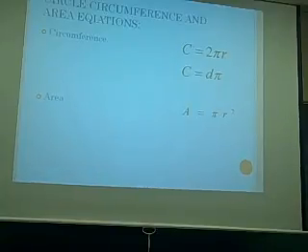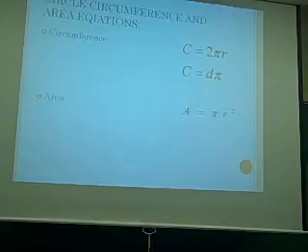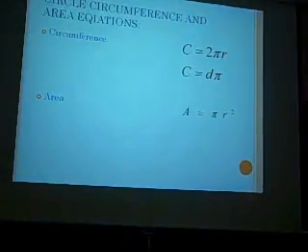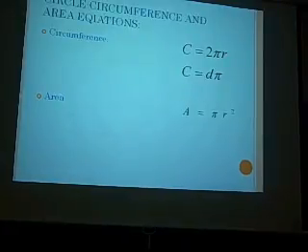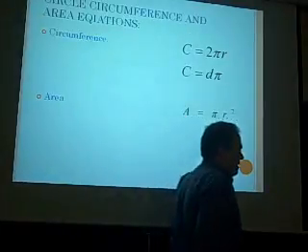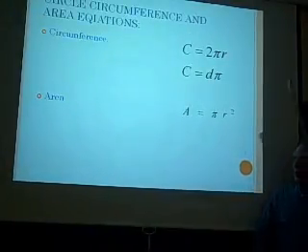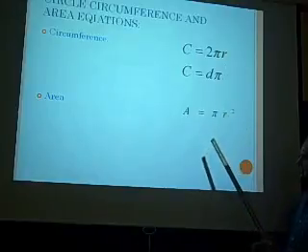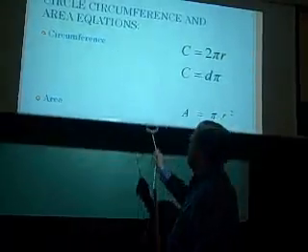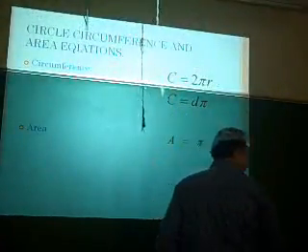So, let's take a look at the first one. Let's see if this works. Does that work better? Okay, we have the circumference of a circle, and that's going to be C equals 2 pi r. And the circumference of a circle is basically, if I were to erase this for a second, here's our circle.